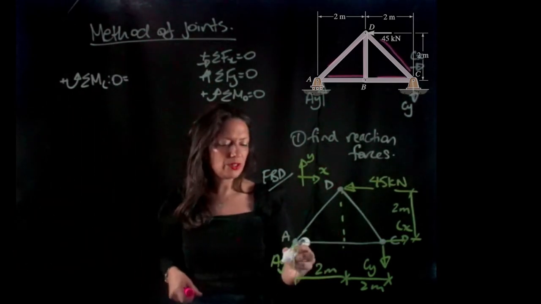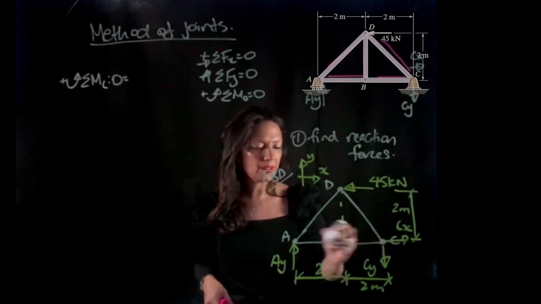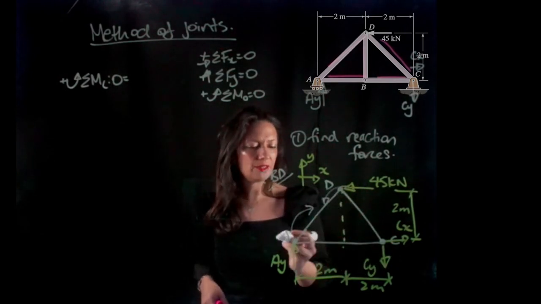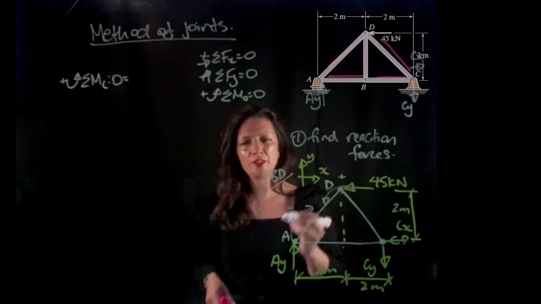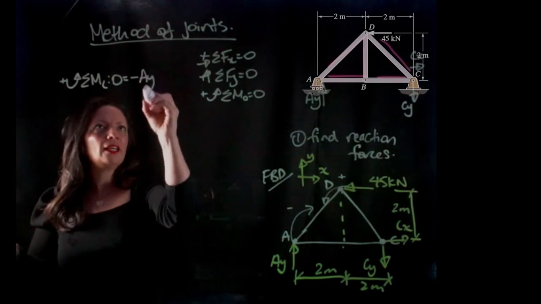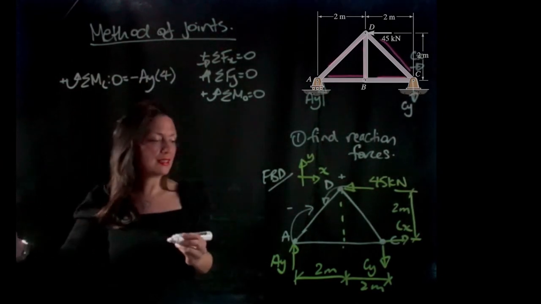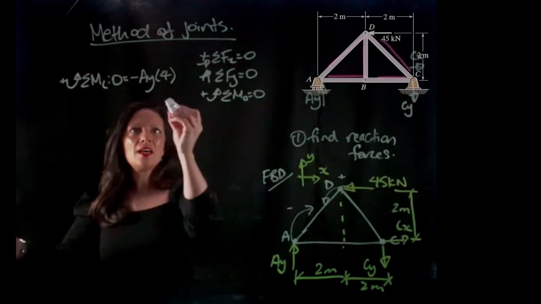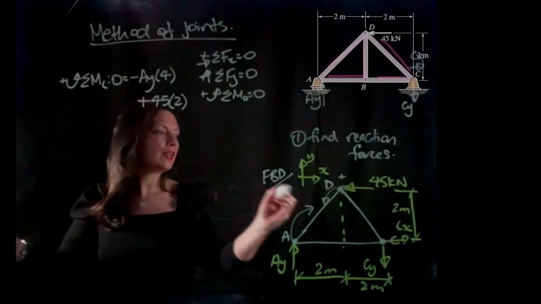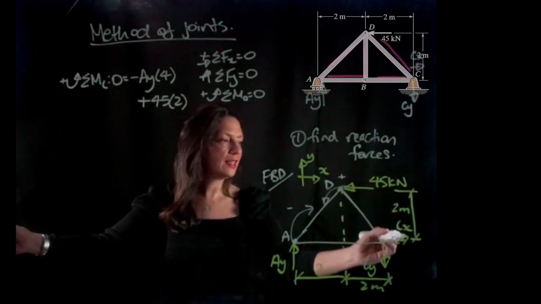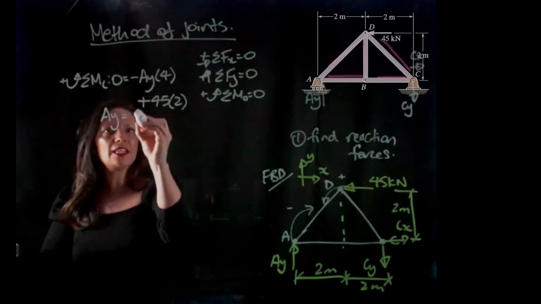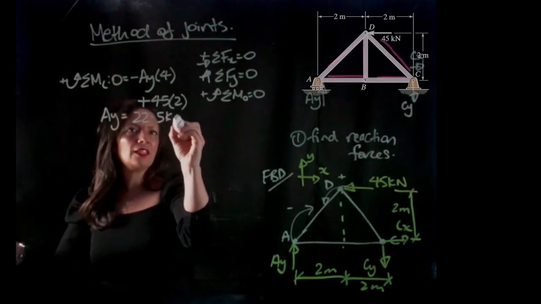And which way are these forces going? AY is going to go around C in this direction, and D is going to go in this direction. So that's going to be negative, and that's going to be positive. So we're going to have minus AY, and the perpendicular distance to C is 4 meters, plus 45, and the perpendicular distance from D to C is 2 meters. So we can solve for AY. AY is going to equal 22.5 kilonewtons.